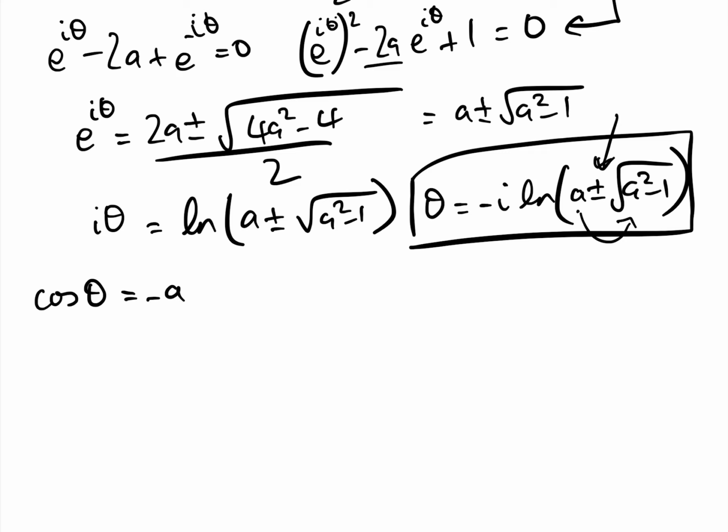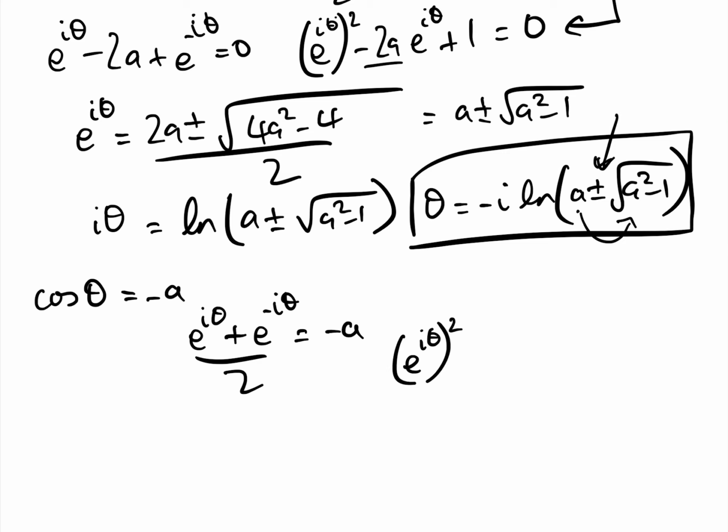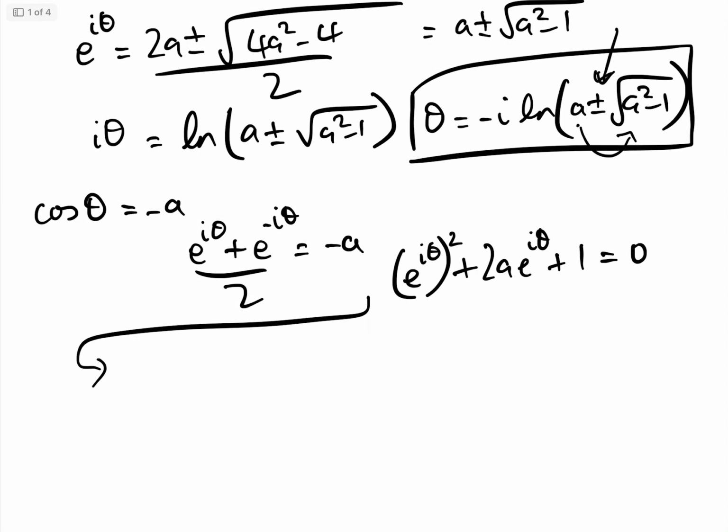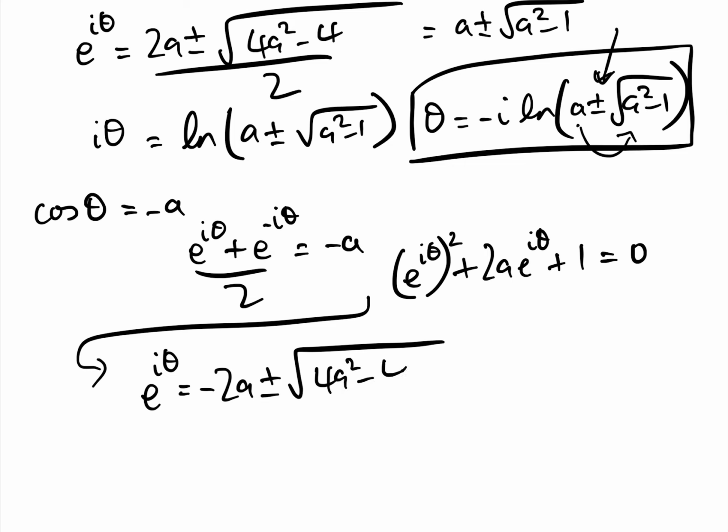Okay, so let's have a look at the second one now, for cos theta equals minus a. Basically we go through exactly the same thing. We get that e to the i theta add e to the minus i theta over 2 equals minus a, and that gives us, I won't bother going through the details, e to the i theta squared add 2a e to the i theta this time add 1 equals 0. Solving this by the quadratic equation, we get that e to the i theta equals minus b plus or minus the square root of b squared minus 4ac all over 2a, which gives us minus a plus or minus root a squared minus 1.